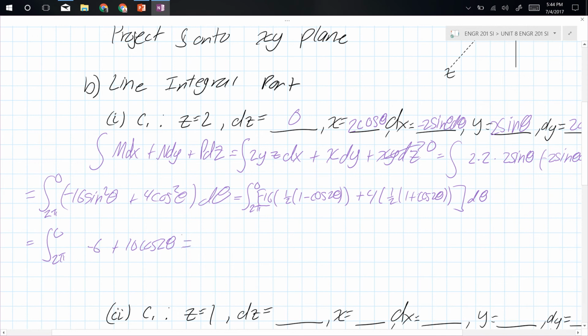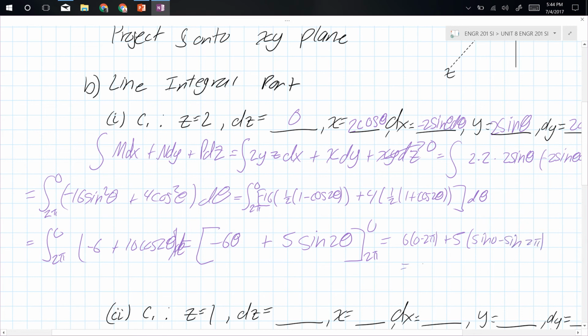So we integrate this. Don't forget my d theta. So this would equal negative 6 theta plus 5 sine 2 theta from 2 pi to 0, which equals 6 times 0 minus 2 pi plus 5 times sine 0 minus sine 2 pi, which would just equal 12 pi.